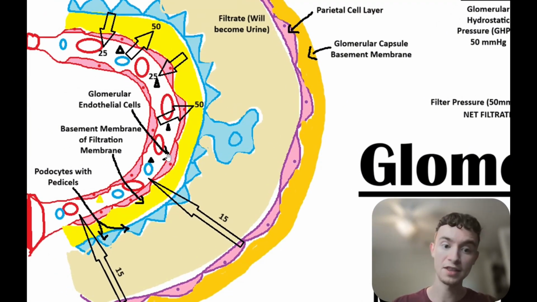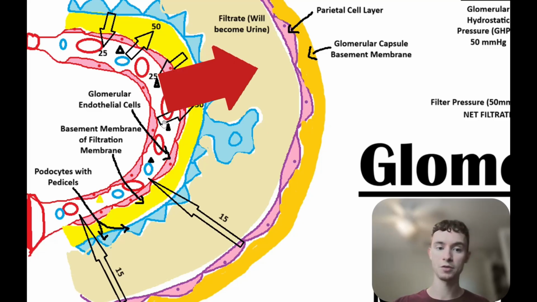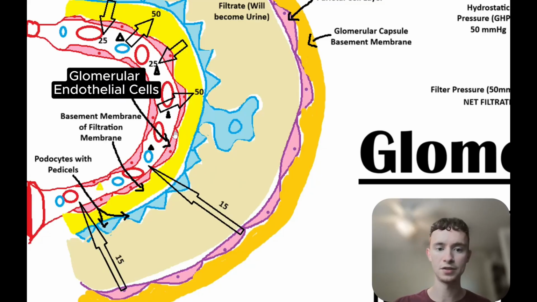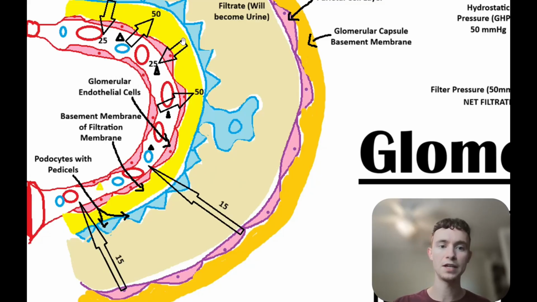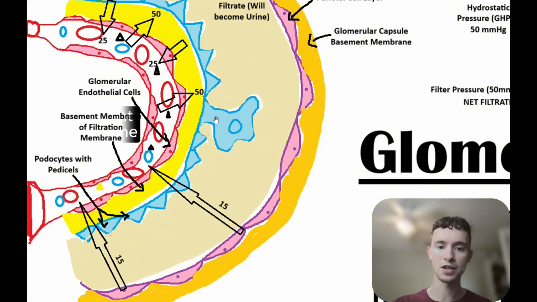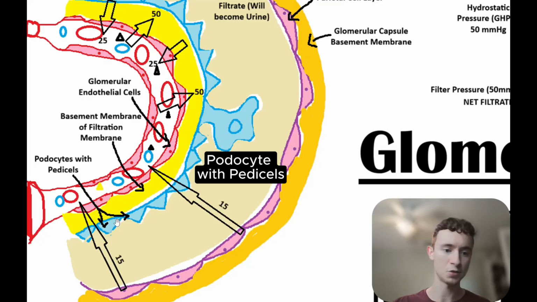And so the first layer, that the filtrate, and remember the filtrate wants to get from the blood vessel out to this space right here, which is where the filtrate will become the urine. And so to get to this, it has to cross 3 different layers. And so again, here's our first layer, the glomerular endothelial cells of the actual blood vessel. The yellow right here is the basement membrane of the filtration membrane. And then here's a podocyte, and then here's its pedicels, or feet.